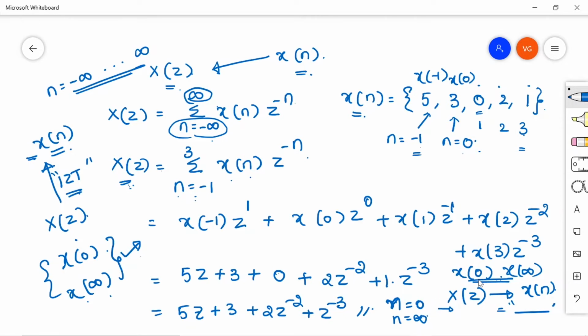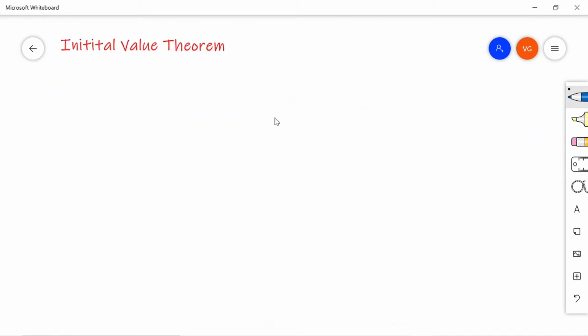So this complex calculation is avoided by directly using the initial value theorem and final value theorem. Now I will explain how these initial value and final value theorems are derived. First, I'll explain the initial value theorem.